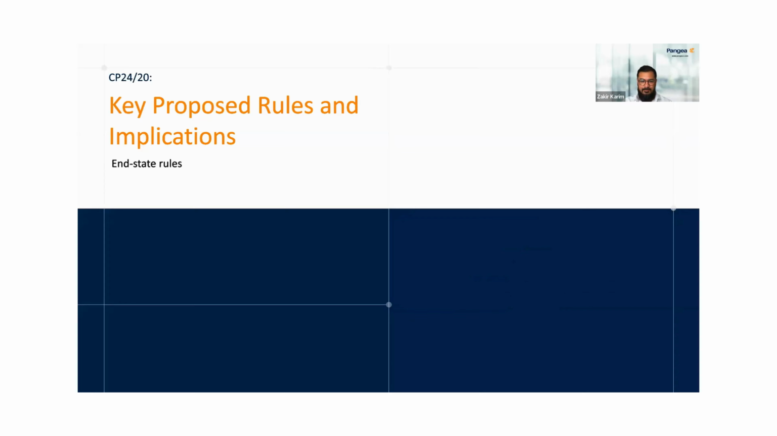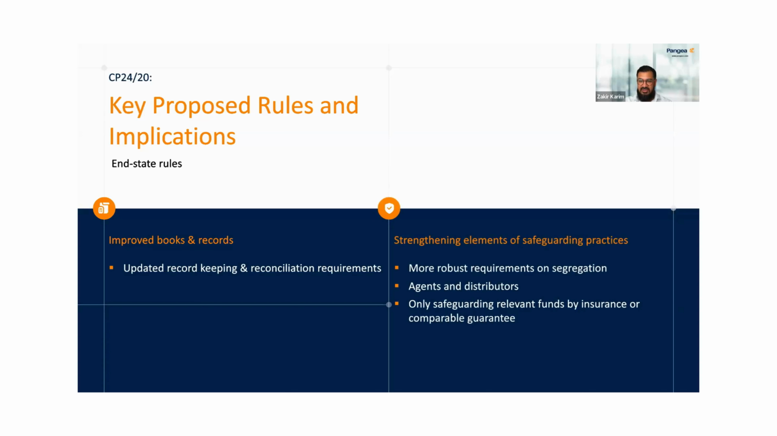Now, with the end state rules, what we see is the record keeping and reconciliation requirements increase further. We'll also see more robust requirements on the strengthening elements of safeguarding practices. We'll see more robust requirements on how payment firms must segregate and handle relevant funds. And again, on the strengthening elements of safeguarding practices, agents and distributors won't be able to receive relevant funds unless their principal payment firm safeguards sufficient funds in designated safeguarding accounts.